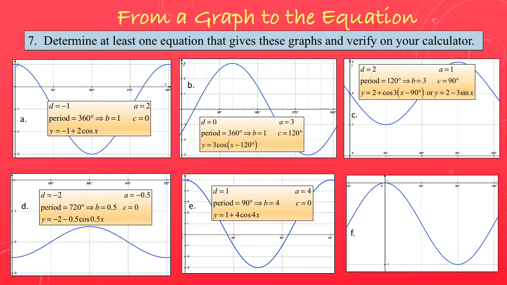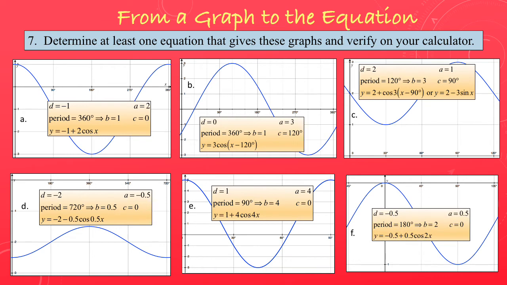E is easy. At x is equal to 0, the curve is at its maximum height, and therefore this is simply a cosine curve with no shift. D is 5 plus -3 divided by 2, which is 1. And the amplitude is 4, as the curve rises 4 units above 1. The period is 90 degrees, and therefore B is equal to 360 divided by 90, which is 4. And there is no shift. The equation is y is equal to 1 plus 4 cosine of 4x.